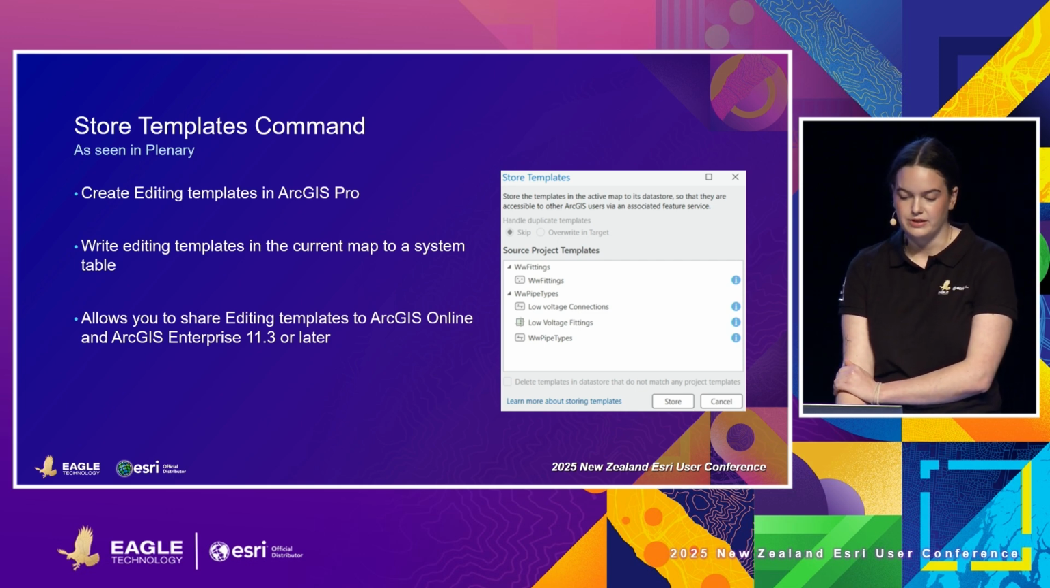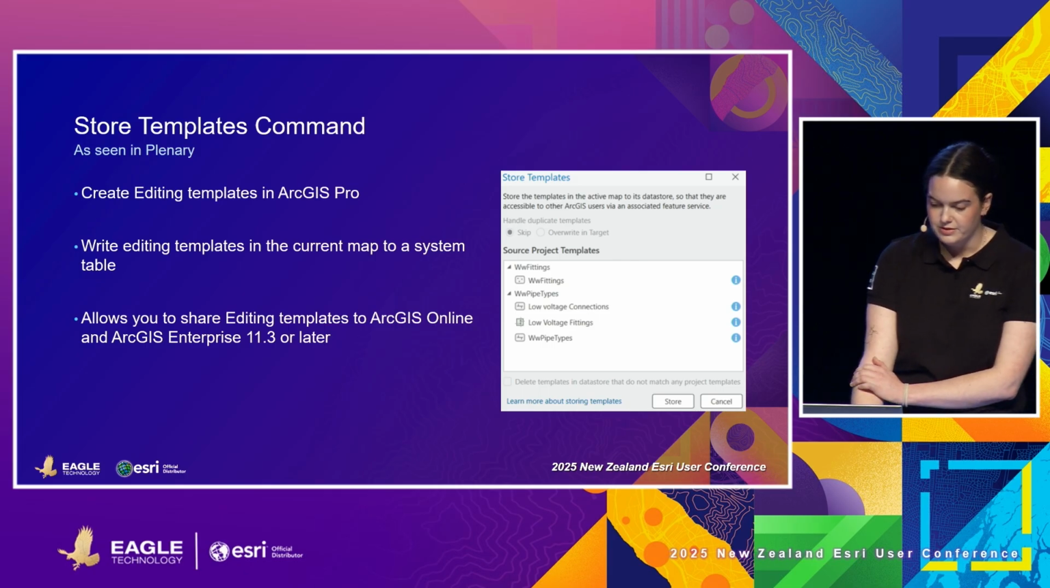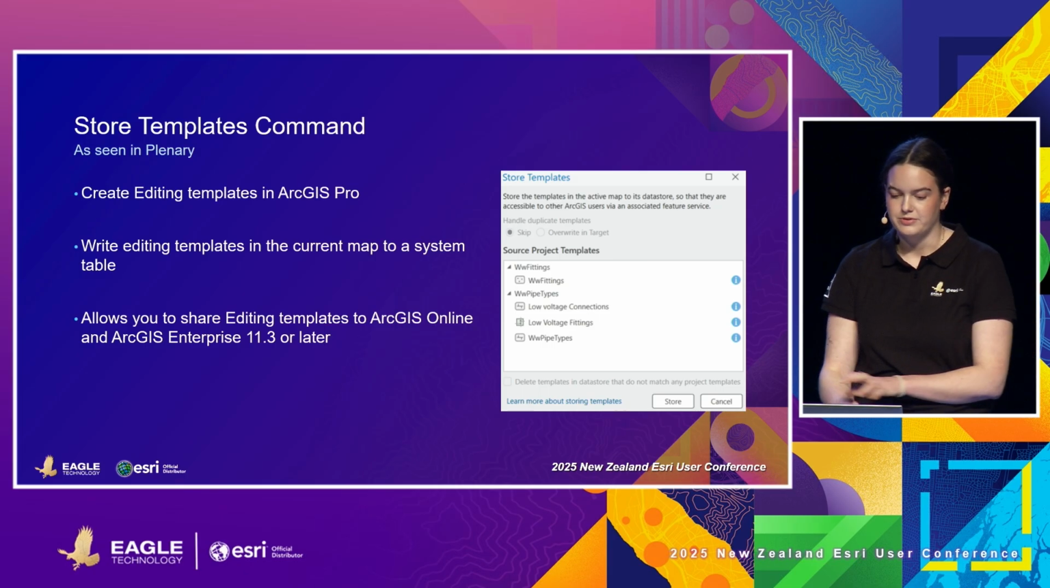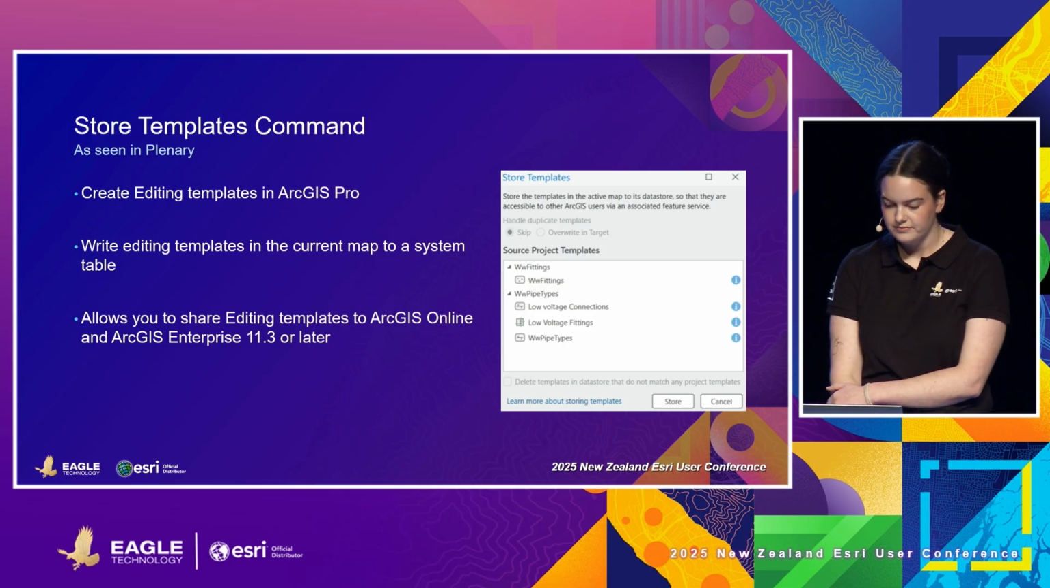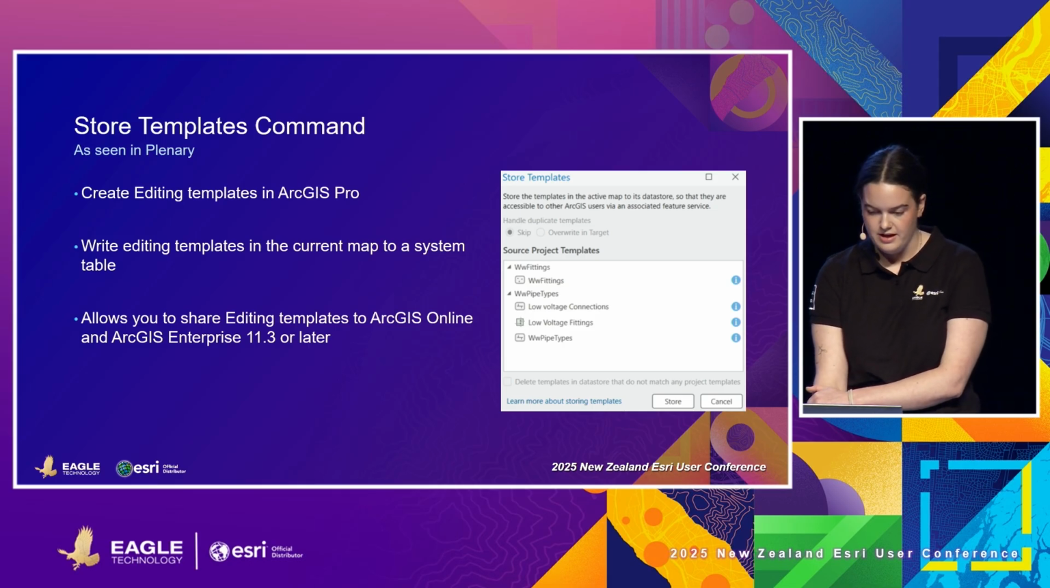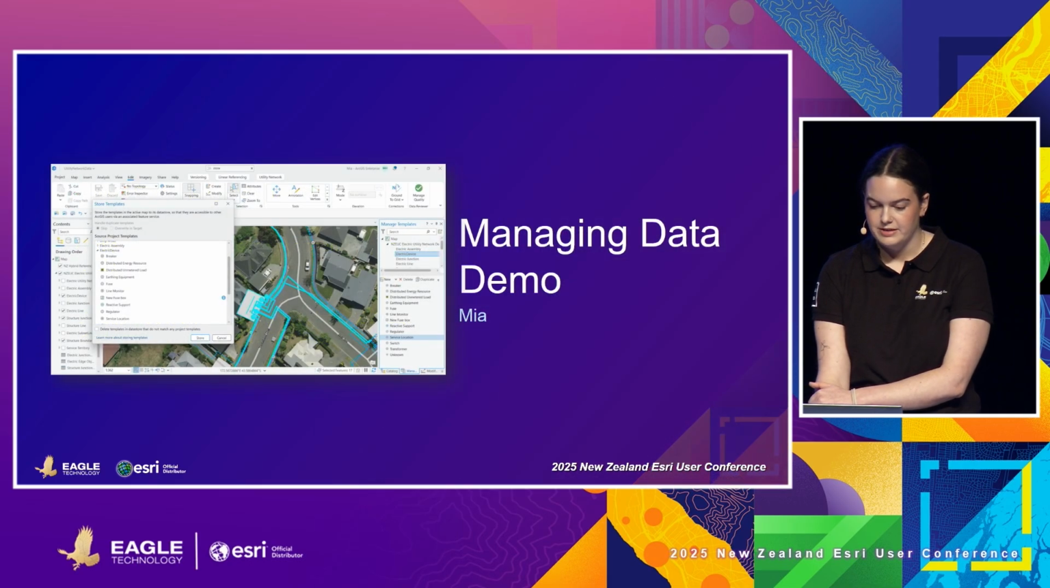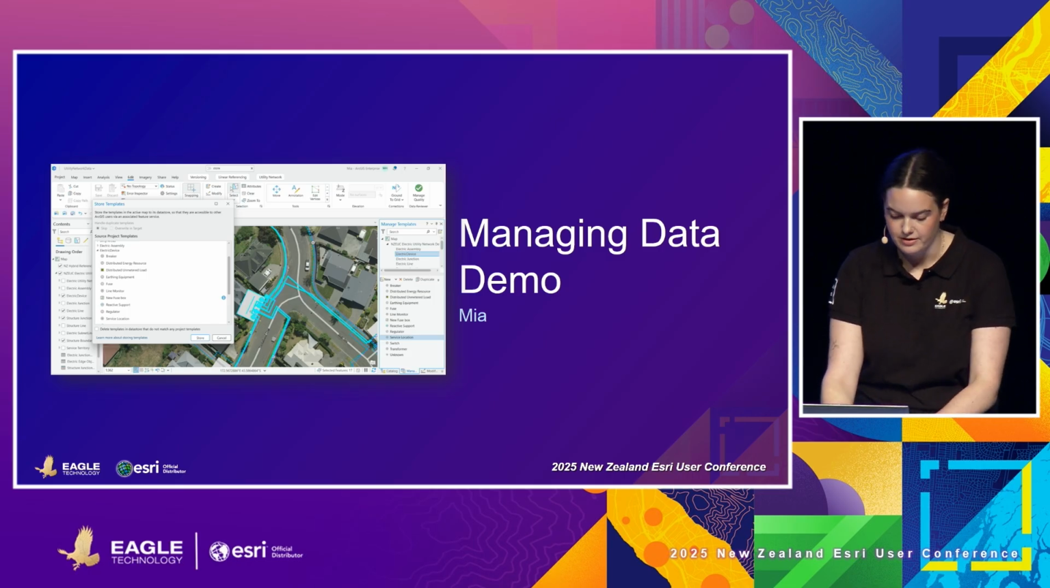And now in the latest release of ArcGIS Online and ArcGIS Pro 3.5, we can now also share these group and preset templates with hosted feature layers. So now with the Store Templates command, which is found by searching through the command search, we can do this. I'll now give you guys a quick demonstration on how this might go.